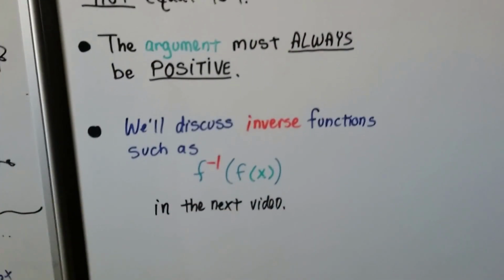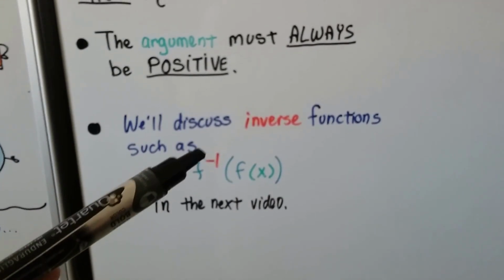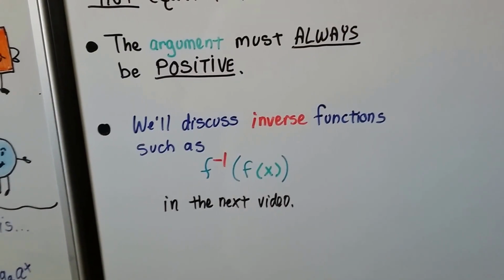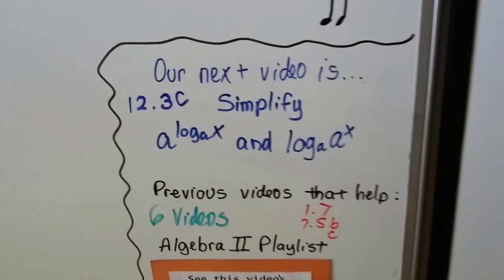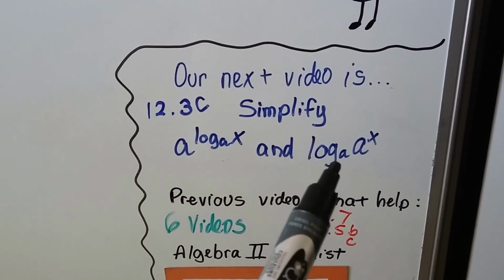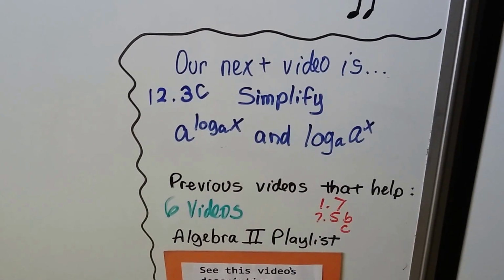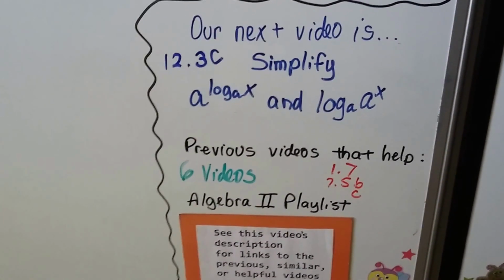We're going to talk about inverse functions such as this in the next video. This -1 here, this superscript after this f, means we're looking at the inverse of function f. We'll discuss that. In 12.3c, we're going to simplify a to the log base a of x and log base a of a to the x.